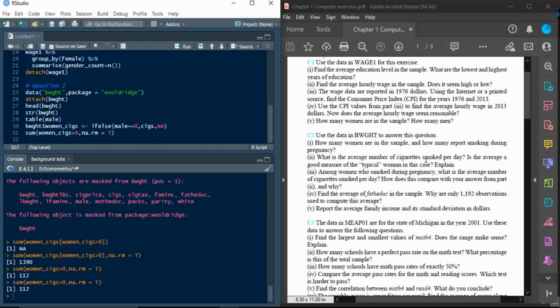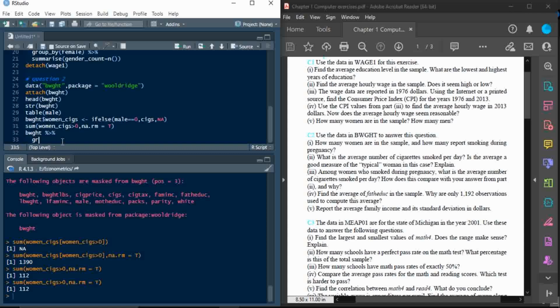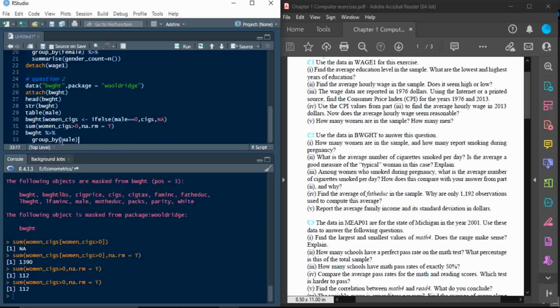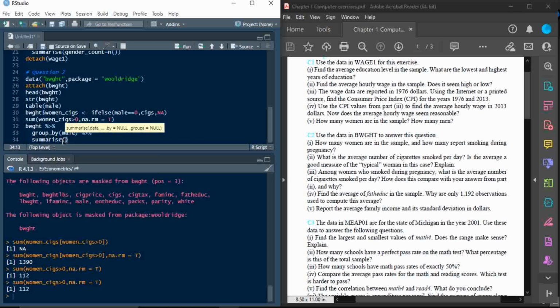Now what is the average number of cigarettes smoked per day? Is the average a good measure of the typical woman in this case? Now, average number of cigarettes smoked per day. Okay, so let's use the data bwght. I'm going to use a function from the dplyr package for this. Use the pipe operator. Type group_by. The gender column is male. Again use the pipe operator. Now type summarize. Now write average equals mean of cigs. Type na.rm because there are some NA values in your data.